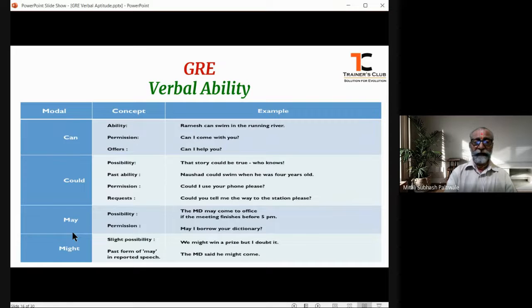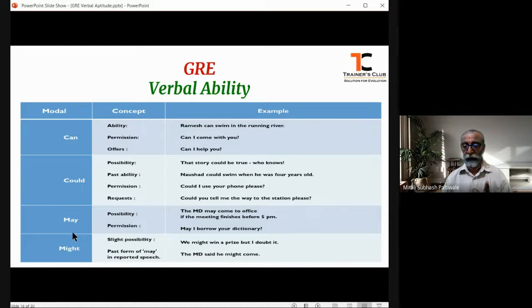So, this is the thing. The word can, depending on the circumstances, tells about the ability of a person. Say, for example, Ramesh can swim in the running river. That means a person can swim in the running river or the flowing river. That is his ability or his capability. Again, the same word can also be used for seeking permission.